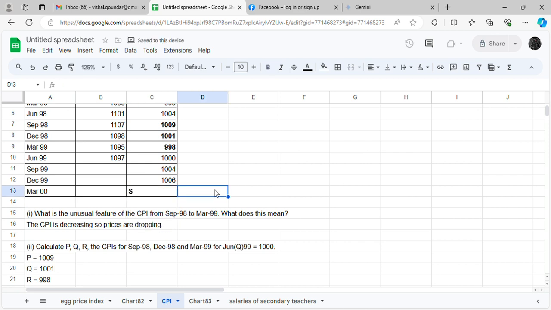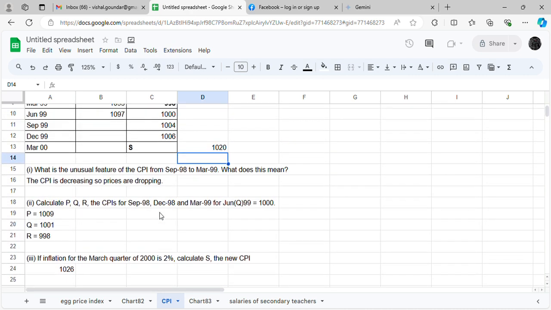So what we will do to find the value for S is divide 2 by 100, then multiply by 1000, and then add 1000. And that's 1020.